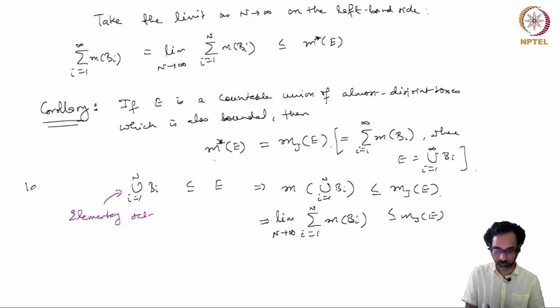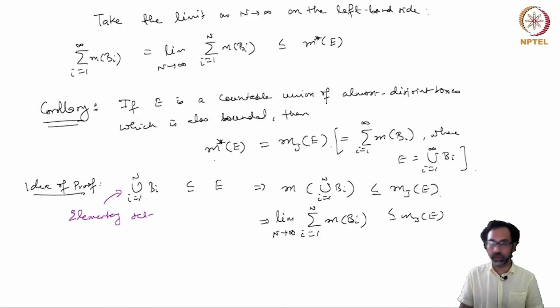So this is the idea of the proof, which is essentially the same as the lemma before. So we see that the inner Jordan measure for a countable union of almost disjoint boxes which is bounded is then equal to the Lebesgue outer measure.